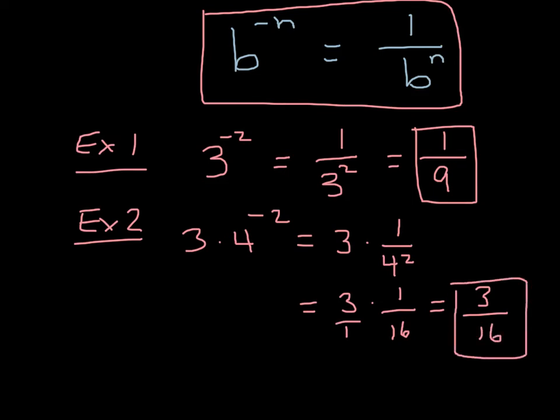What you should not do here is go 3 times 4 and then take that 12 and raise it to the negative 2, because there you're breaking the rule for the order of operations.